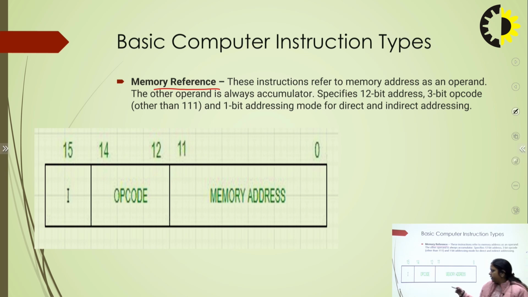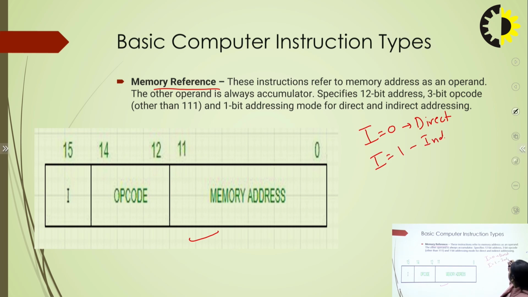Now you can see here, this is the instruction format. In the instruction format, the instruction is divided into 3 parts. The first one is the mode bit I. If the value of I is equal to 0, it means this is direct addressing. If the value of I is equal to 1, it means it is indirect addressing. The second one is the opcode bits.